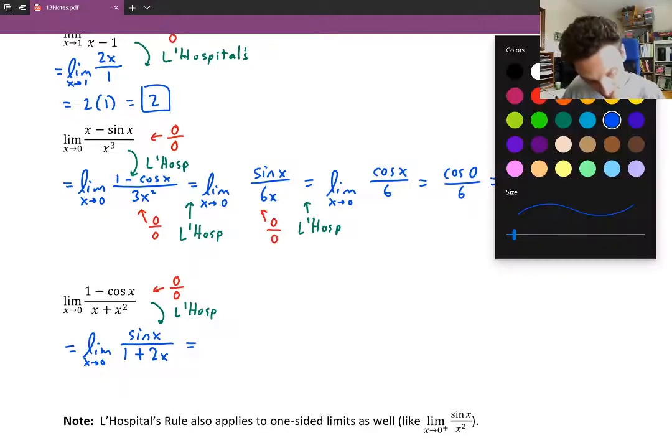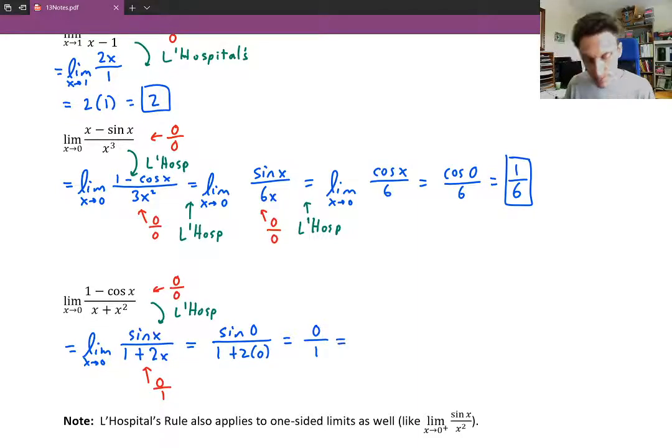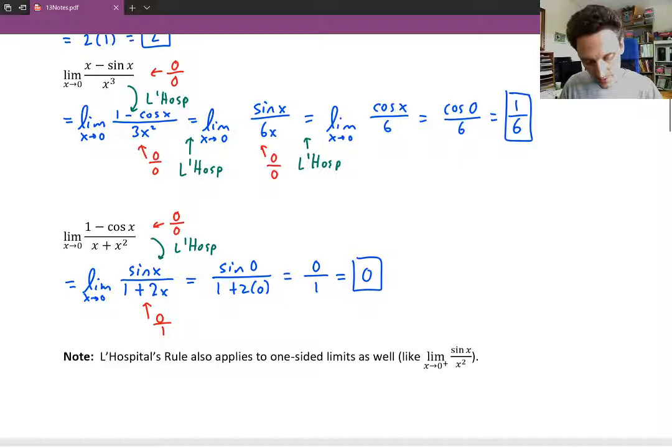Now we're going to check, let's see what kind of limit this is. We have 0 on the top and 1 on the bottom. Can we use L'Hopital? Nope, because it's not 0 over 0. So we'll go ahead and plug in x equals 0. And we get 0 over 1, which is 0. When the 0 is on top, it's 0.